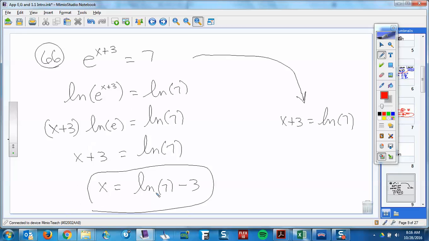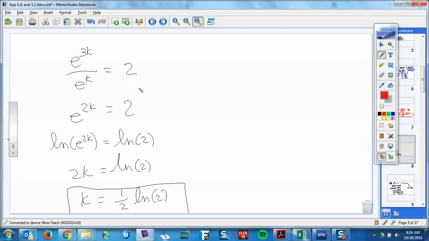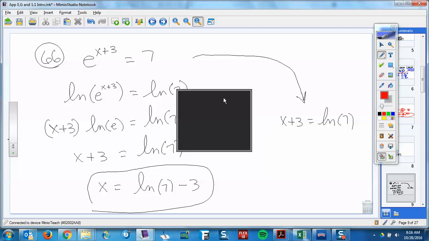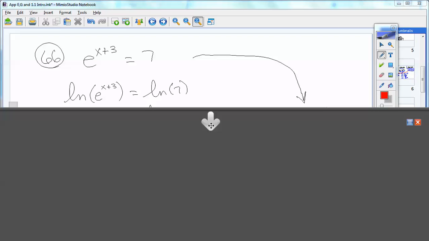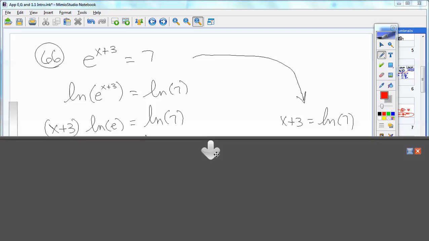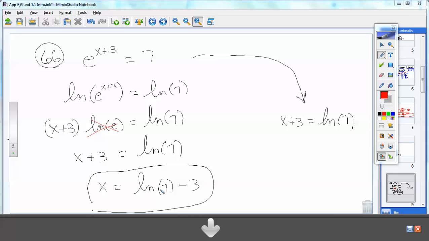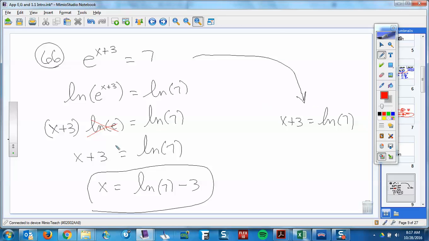That's 66. You want to look at that one? I've got it. Actually, I got it worked out here. Okay. So this is just a matter of doing the log of both sides. That's what I would recommend. Then you can bring the x plus 3 down. ln e is just 1. So now you get that. So you get x equals that. Is that all they wanted you to do on 66? Solve for x.